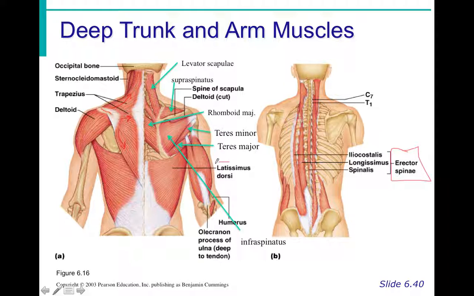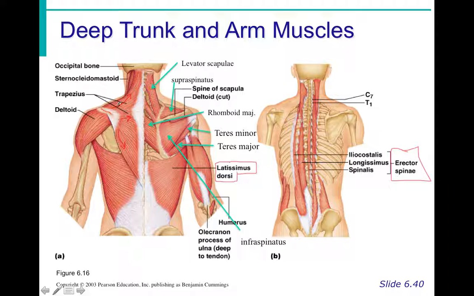This guy over here is called lat dorsi. Latissimus dorsi, people commonly call them the lats. It wraps around and inserts on the humerus. And latissimus dorsi is one that I'm pretty certain is on your terms to know list. Its job is to adduct the humerus.